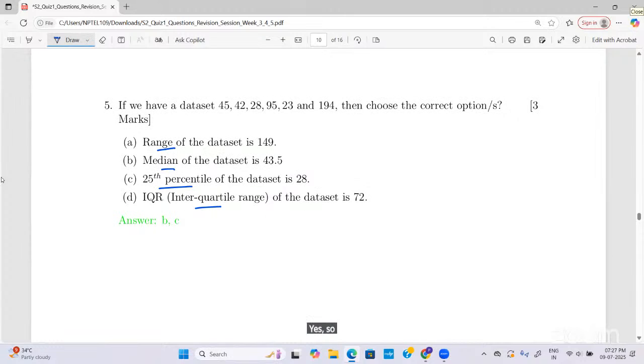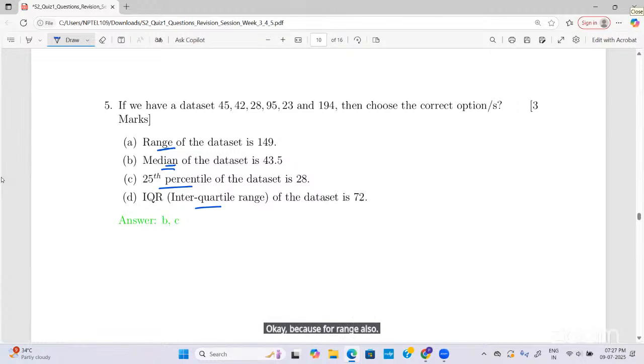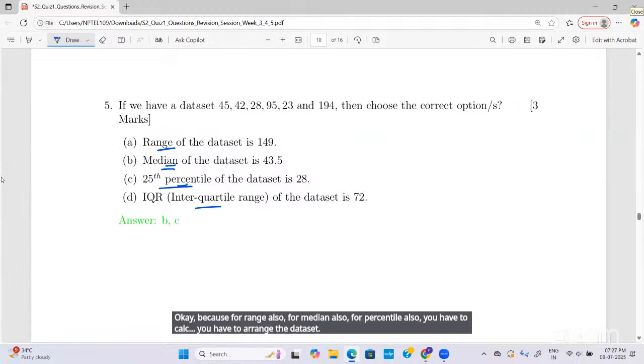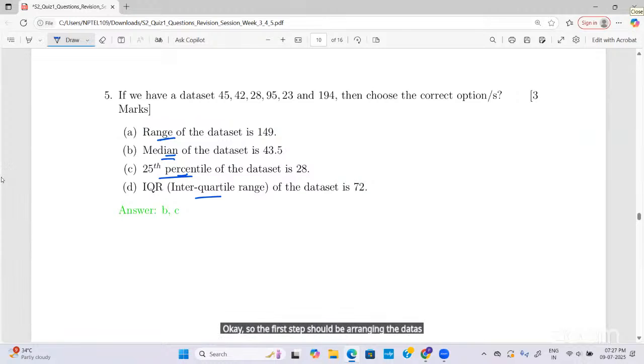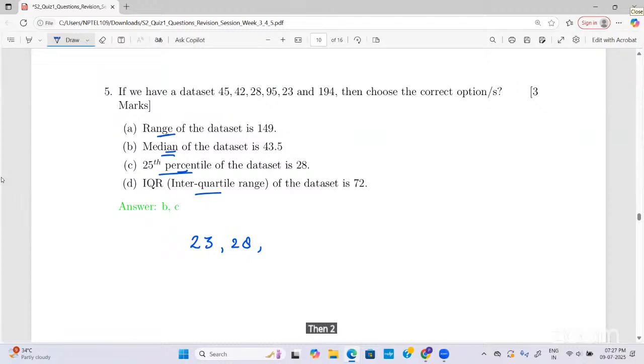So first of all, we should arrange the data set and then start solving the other parts. Because for range, for median, and for percentile, you have to arrange the data set. So the first step should be arranging the data set in ascending order. The minimum value is here 23, then 28, then 42, then 45, then 95, and then 194.